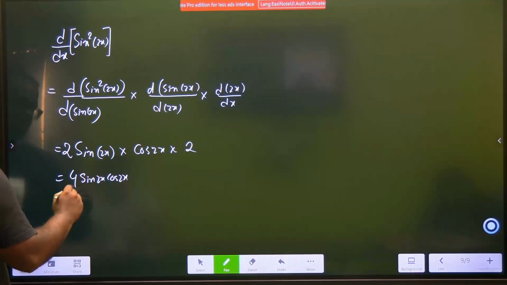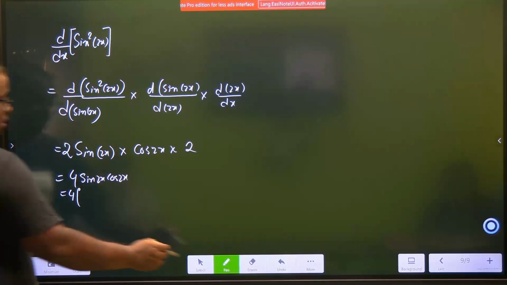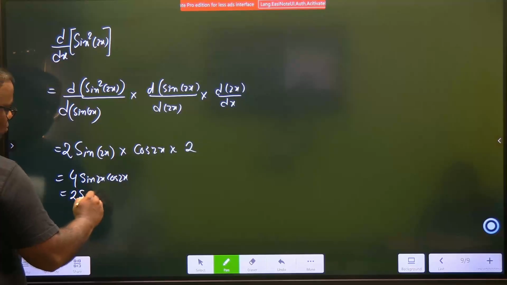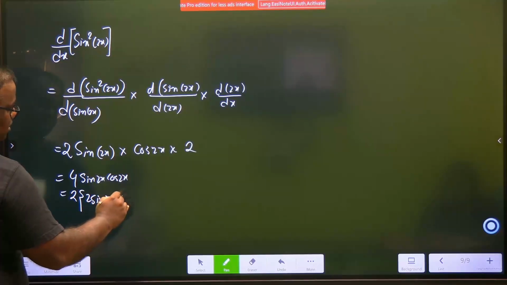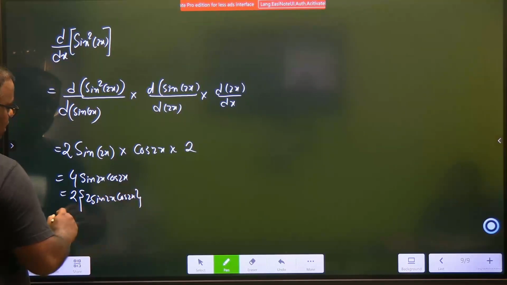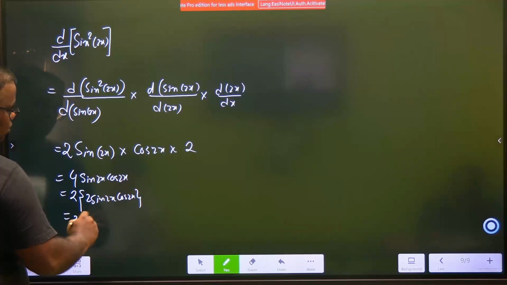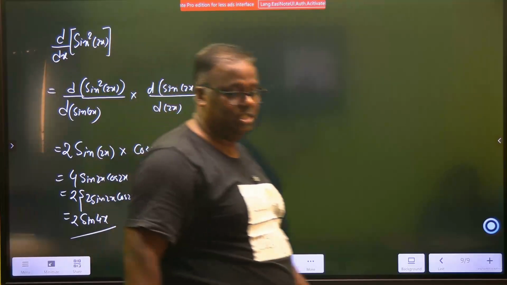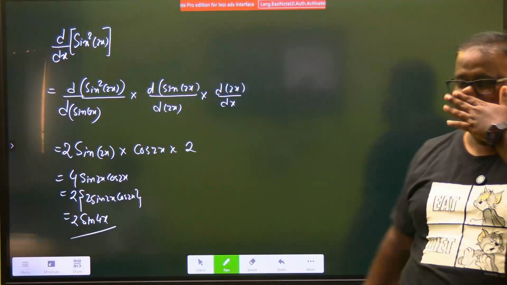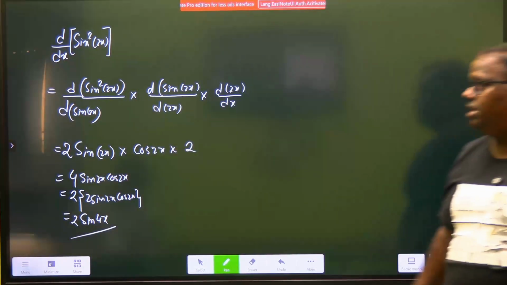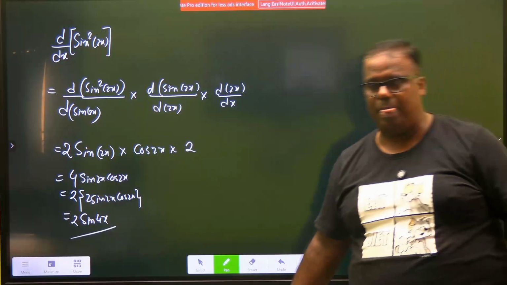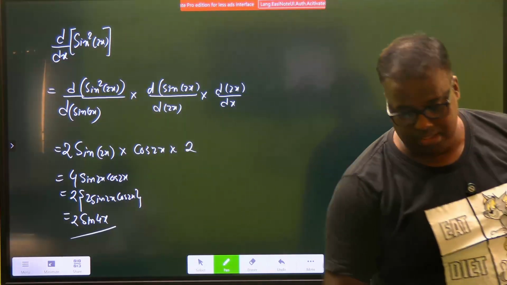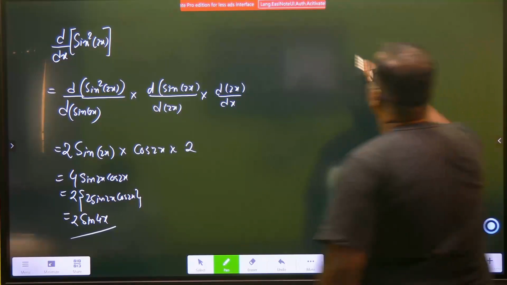Which can be written as 4 into, there is some more, 2 sine 2x cos 2x. 2 sine theta cos theta is sine 2 theta. Will you understand? Can you differentiate this?